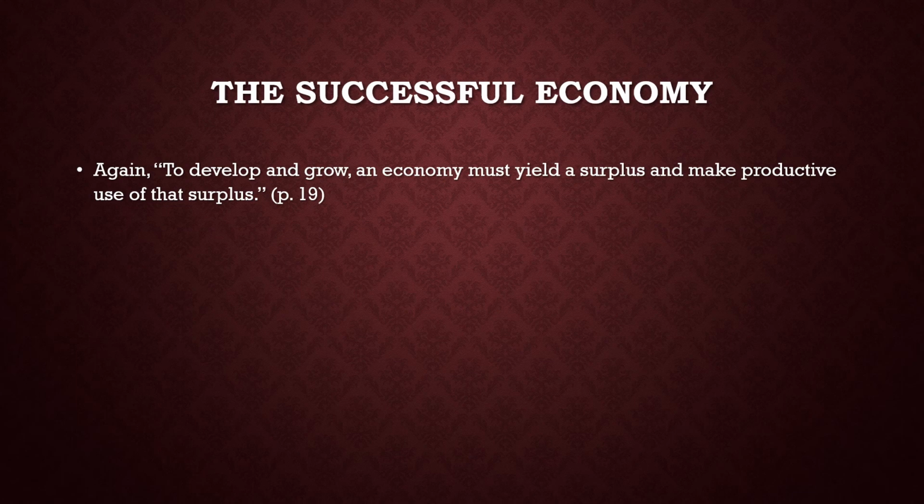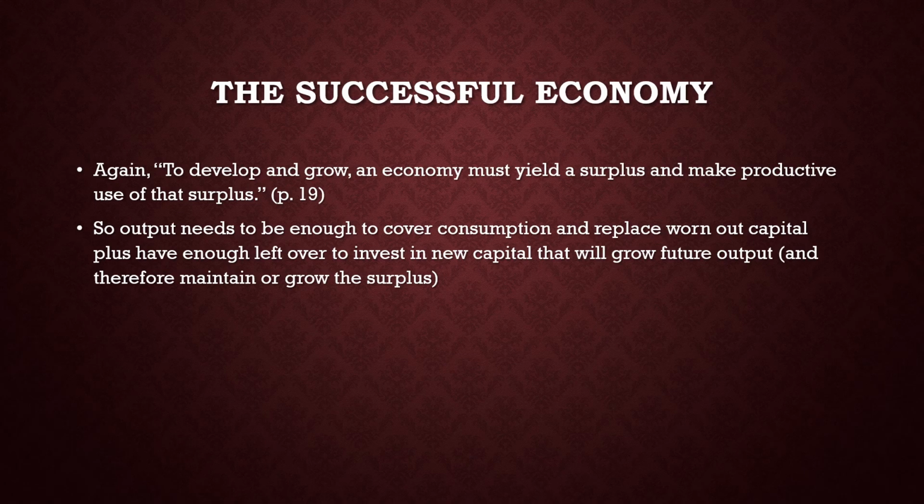Okay, so the main point of what makes an economy successful is that the economic system needs to develop and grow the economy. And in order to do that, the economic system has to yield a surplus and make productive use of that surplus. So there needs to be enough output to cover today's consumption with some extra available for capital accumulation of all those different types of capital. That way you can replace any capital that's been worn out as well as invest in any new capital. All of this is about the capital being able to continue to produce the output and to grow the output and the surplus.